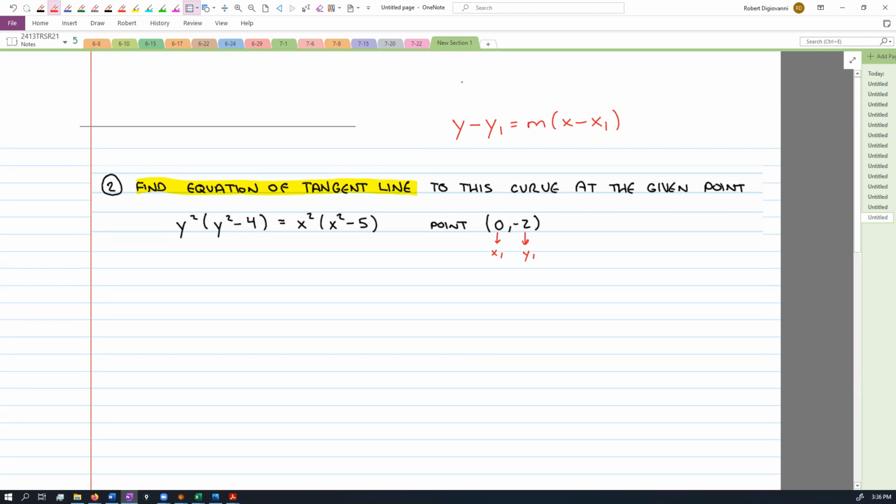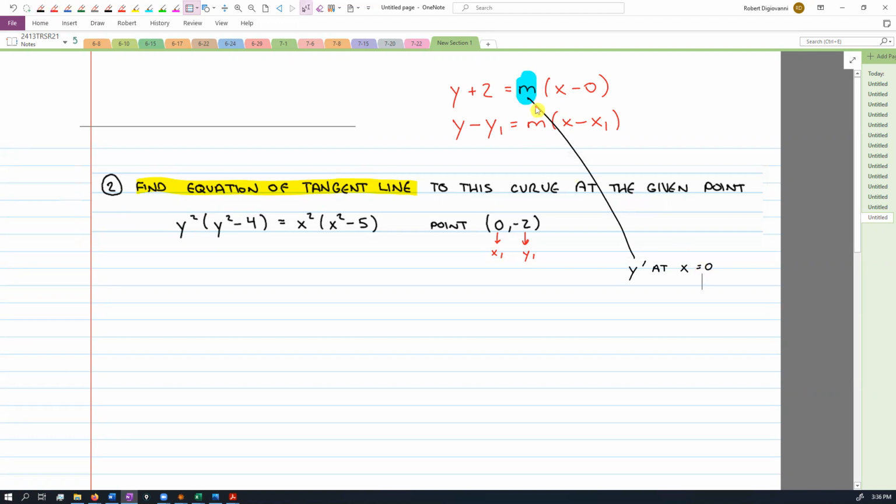So right now, out of the gates, you know that this is y plus 2 equals some slope times x minus 0. You already have that much of the equation. The only thing you don't have is the derivative. And when I say the derivative, I mean you want y prime at x equals 0.